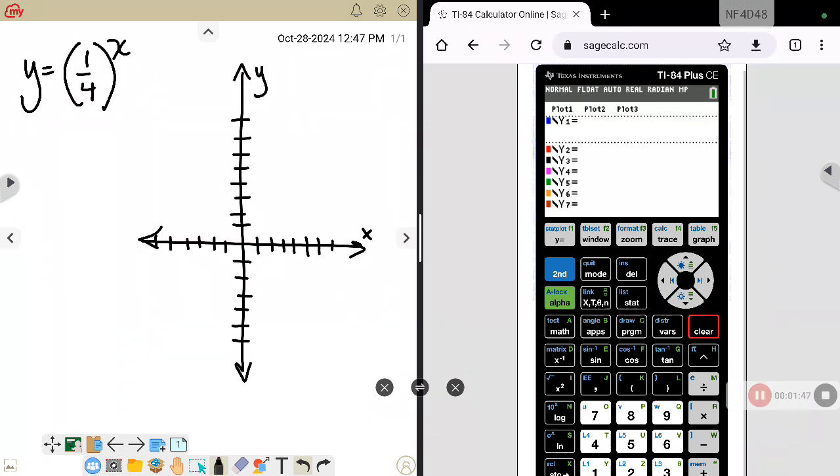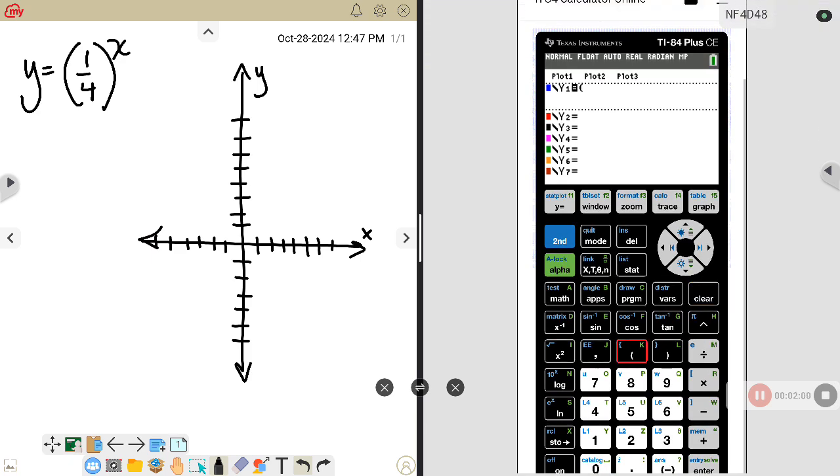All right, let's look at this next example. Y equals 1/4 to the x power. So again, I'm going to put this in my y equals. So open 1/4, close. Go up into my exponent, and that's where my x is, and graph this. You will notice that it reflected across the y-axis here. That is because the absolute value of that base of 1/4 is less than 1.